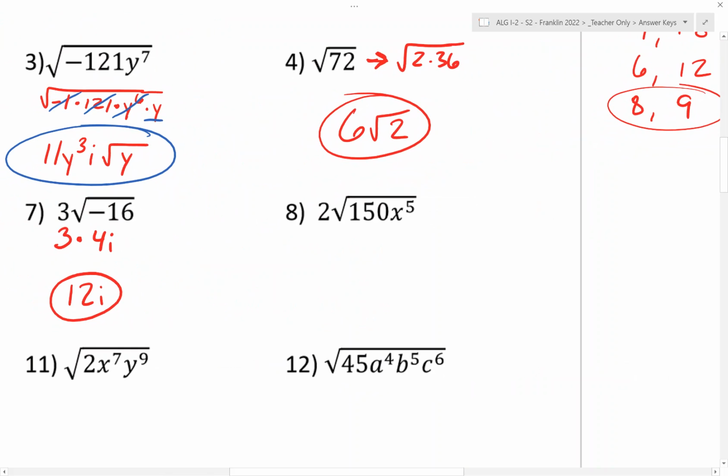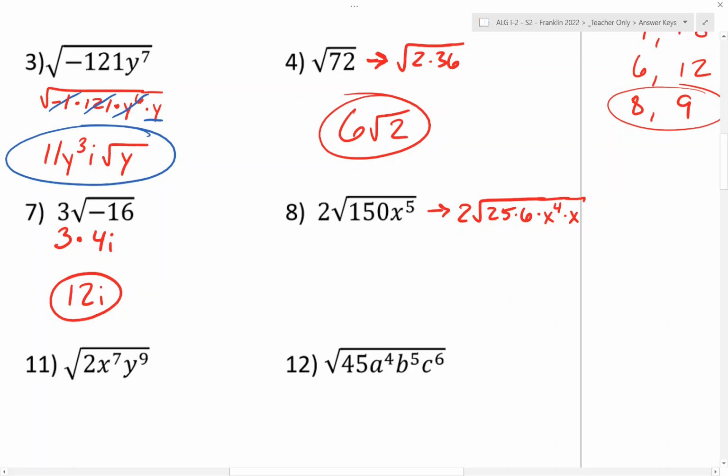Number 8 says 2 times the square root of 150 x to the 5th. So we have to think about 150. Well, I know that 25 goes into 150 6 times. So 25 times 6. I also know that x to the 5th is an odd power. The biggest even number less than 5, though, is 4. And then we'll have 1 left over.